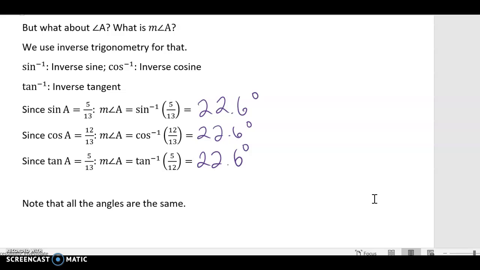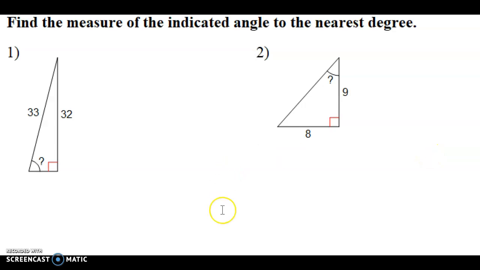So let's look at a few examples where we would know two sides of the right triangle, and then we can use that to find the angle. Okay. So I'm looking at a couple of angles. It says to find the measure of the indicated angle to the nearest degree.